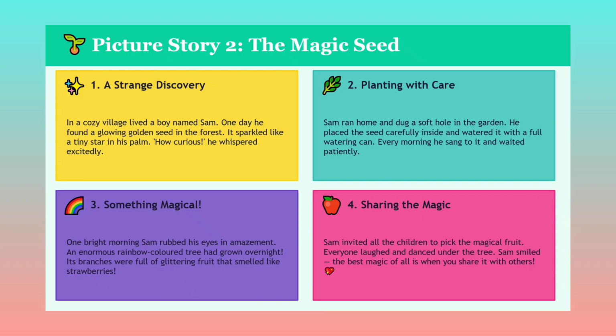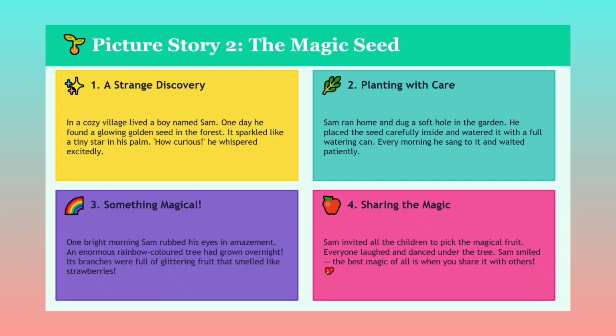In a cozy village lived a boy named Sam. One day he found a glowing golden seed in the forest. It sparkled like a tiny star in his palm. "How curious," he whispered excitedly.